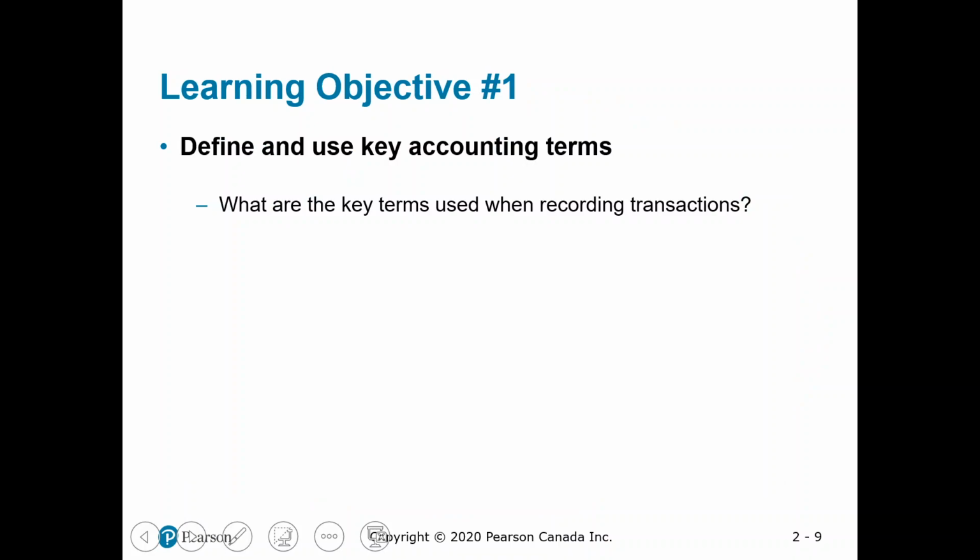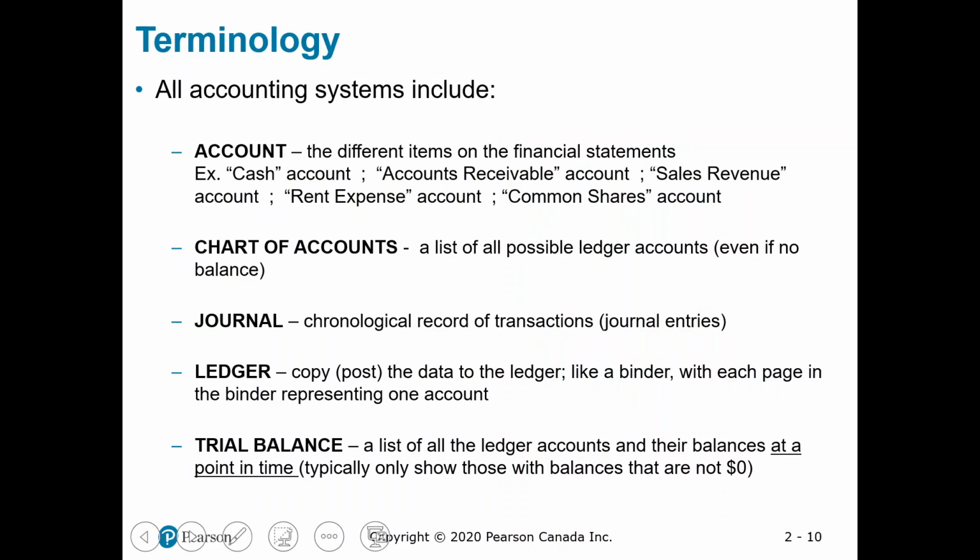Okay, so learning objective 1, we're just going to go through a few terms before we get started. So first off, we've got an account. Now these are all of the different items that you see on the financial statements. So we did speak about a lot of them in Chapter 1. For example, cash is an account, accounts receivable, sales revenue. So they're all of these different items. They each are called an account where we track the information.